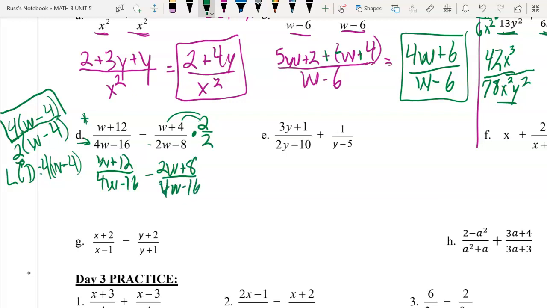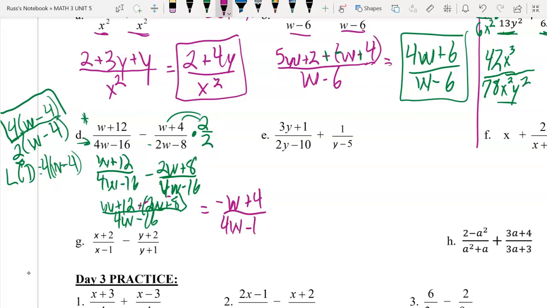Now, this minus has to be distributed. You have to distribute it. You can put it all over 4w minus 16, and that's fine, but you get w plus 12 minus 2w plus 8. Well, this has to be distributed, so those are both negatives. So I get negative w plus 4 over 4w minus 16.